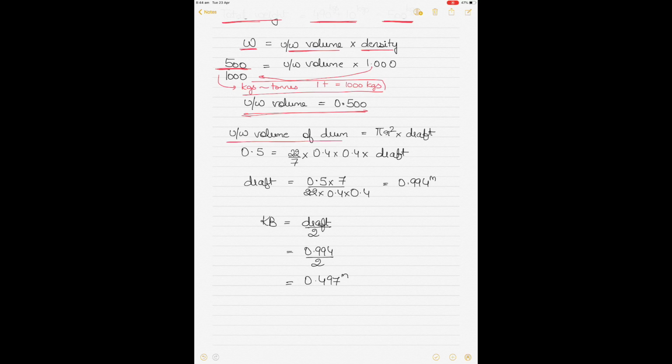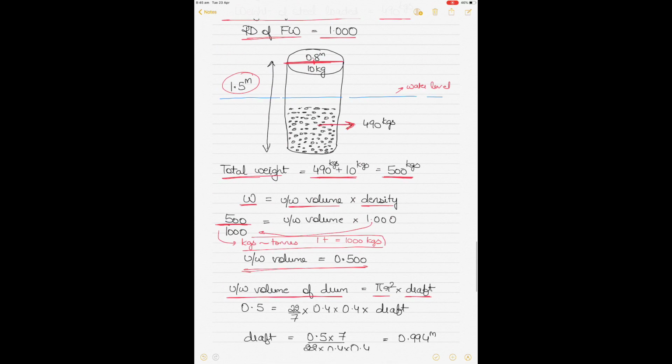So you now know that the underwater volume of the drum, that is the volume of the submerged part of the drum, can be found out by pi r square by draft. So normally the volume of the cylinder is found by pi r square by height. So if I had to find out the volume of the whole cylinder, I would say pi r square, that is pi is 22/7, r is 0.4 square, by the height, which is 1.5. But I don't want to find out the whole volume of the cylinder. I only want to find out the underwater volume. The draft has to come into consideration here. So the underwater volume of the cylinder will be found out by pi r square by height of the water, which is the draft.